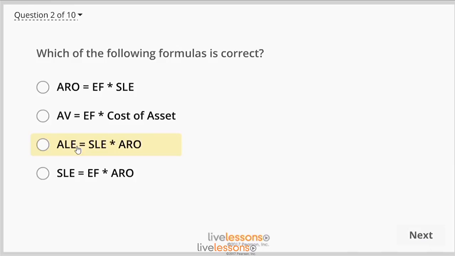ALE, that was a formula. ALE, annualized loss expectancy, equals SLE, single loss expectancy, times ARO. Sounding good. Really like that answer, but let's make sure we read all 4 answers. Now we get SLE equals EF times ARO. Exposure factor times the annualized rate of occurrence, that doesn't make any sense. Matter of fact, the correct one would be SLE equals EF times asset value, if we were going to correct that particular calculation. So let's go back to the answer that we thought was correct, and it still is correct, which is ALE equals SLE times ARO. And we're off to our next question.